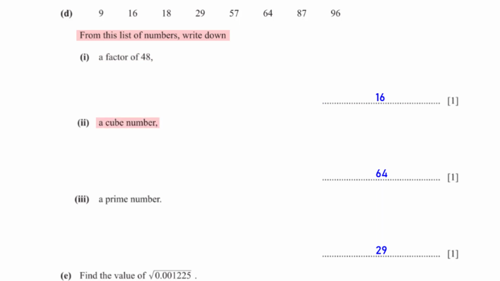Write down a cube number. From the list, 64 is a cube number. 4 cubed gives us 64. Write down a prime number. From the list, 29 is a prime number. It has only 2 factors, 1 and itself.